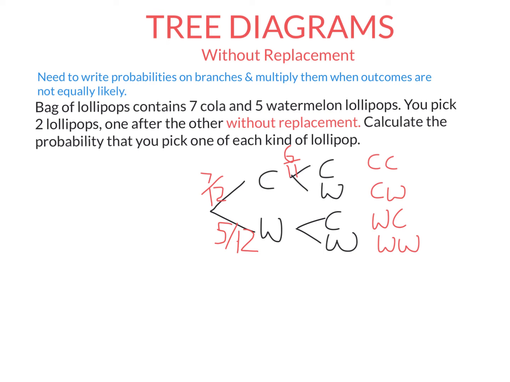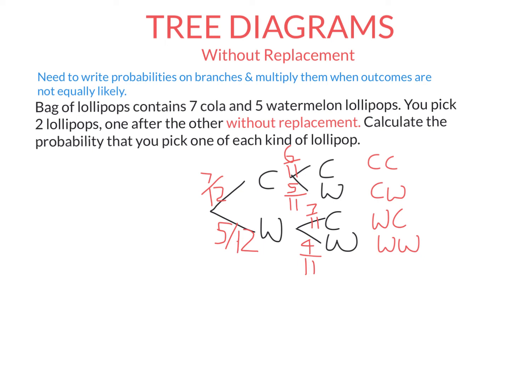So if you pick a cola the first go, you only have a 6 out of 11 probability of picking cola the second go. If you pick a cola the first go, well, there's 11 lollipops left, but there are still 5 watermelon left. At each stage, these probabilities should add to 1. So if you pick a watermelon first go, then there will be 11 lollipops left and there will still be 7 cola left. If you pick a watermelon first go, there will be 11 to choose from the second pick, but there will only be 4 watermelon left. Once again, you've got to make sure they add to 1.